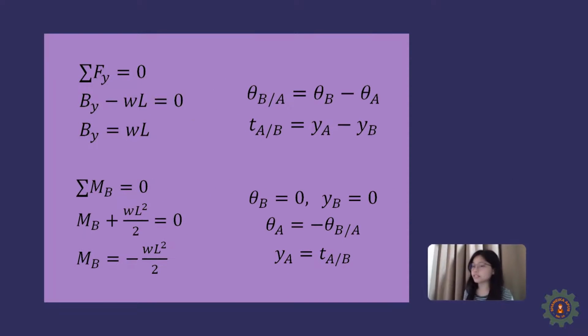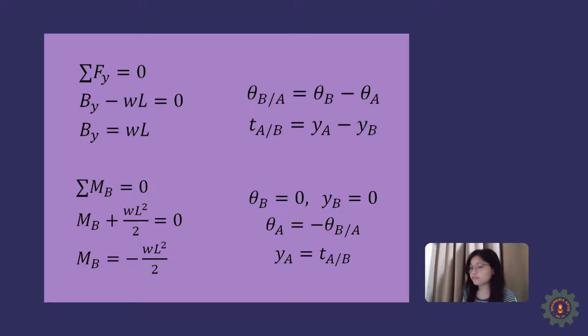From our free body diagram, we can determine the moment MB. We will write the equilibrium of forces in the y direction. Summation Fy equals 0, By minus Wl equals 0, and then By is equal to Wl. Then, summation MB equals 0, MB plus Wl squared over 2 equals 0, then MB is equal to negative Wl squared over 2.